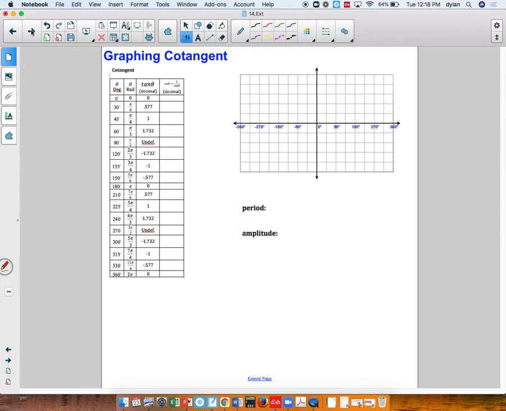I would like you to make sure that you plot both, we're going to plot tangent as well as cotangent in two different colors. So you're going to pause the video, you're going to fill out the table, and then you're going to plot all the points for tangent and cotangent so you can compare how they are the same and how they are different as well.